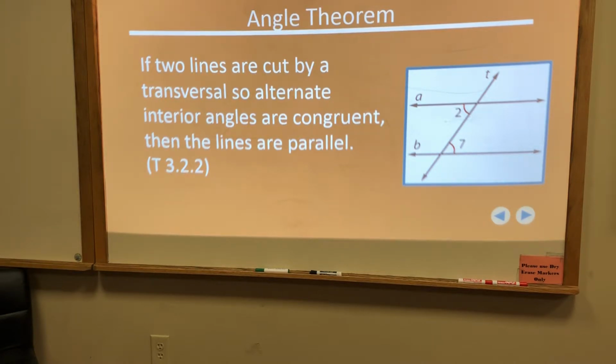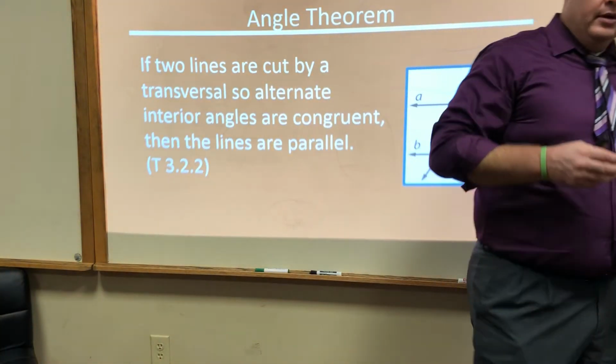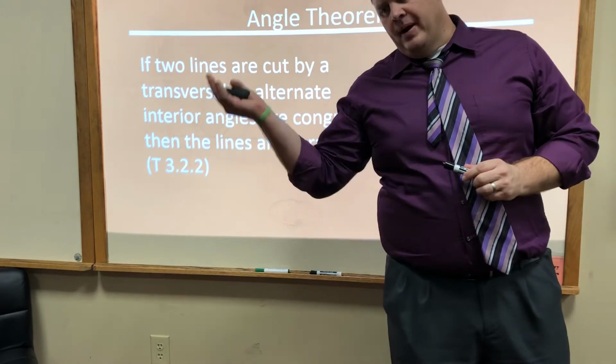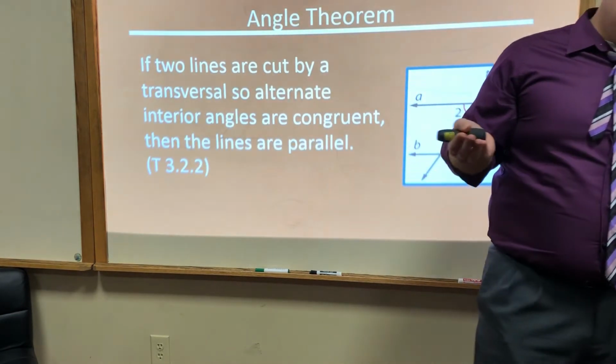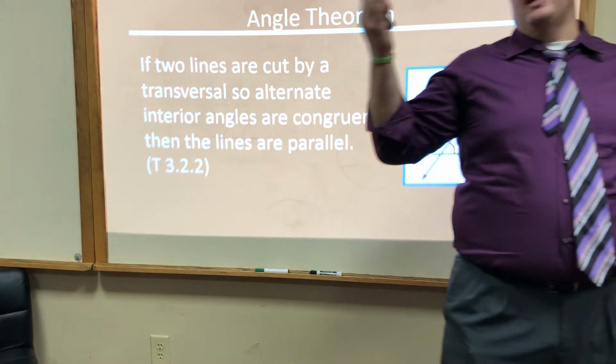Does anybody have any questions on that? So once again, corresponding angles are congruent if they're parallel lines. Parallel lines means they're corresponding angles. Alternate exterior angles means lines are parallel.